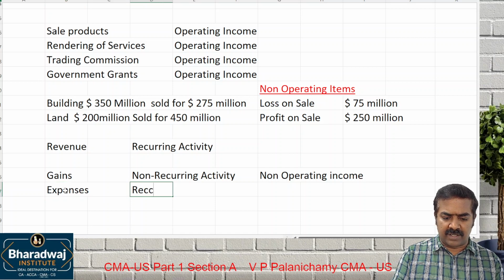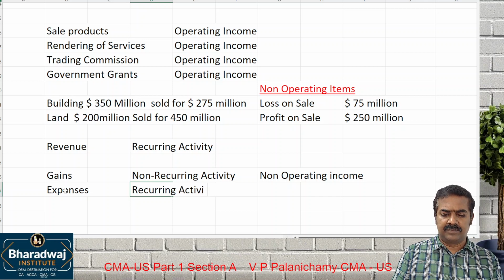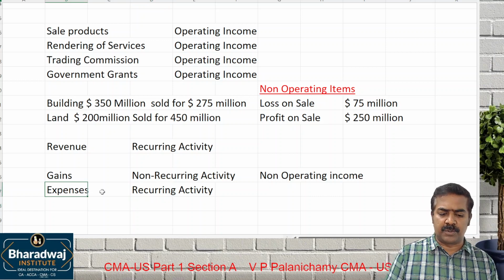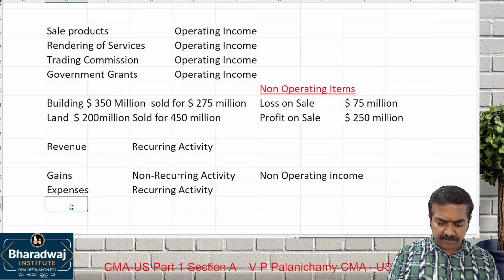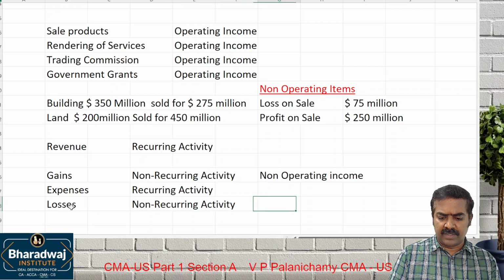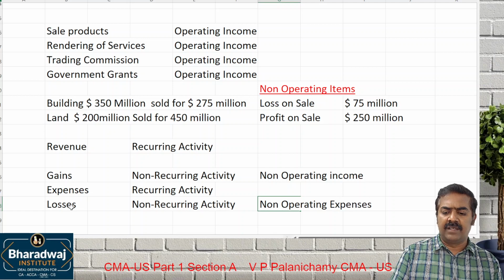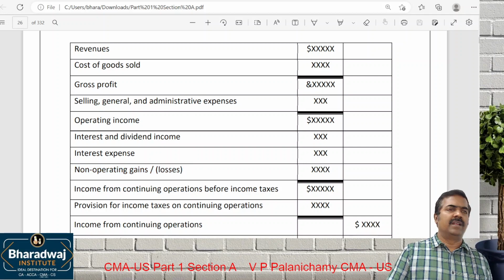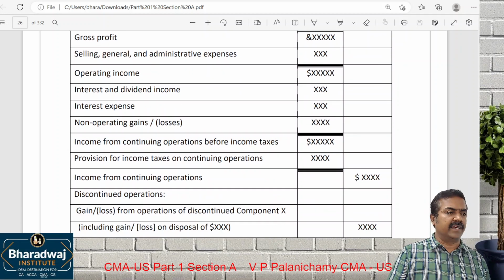Then in the same way, expenses. Expenses are spent for recurring activity, like purchase of goods, payment of salary, payment of rent. We call it expenses. In the same way, losses are from non-recurring activity. They are called non-operating expenses. So what do you mean by non-operating gains and losses? Simple. Gains and losses from a non-recurring activity.